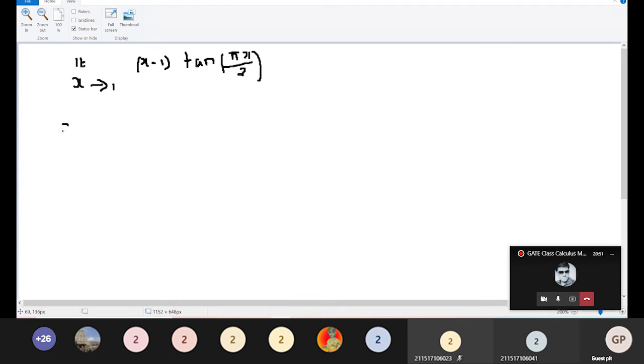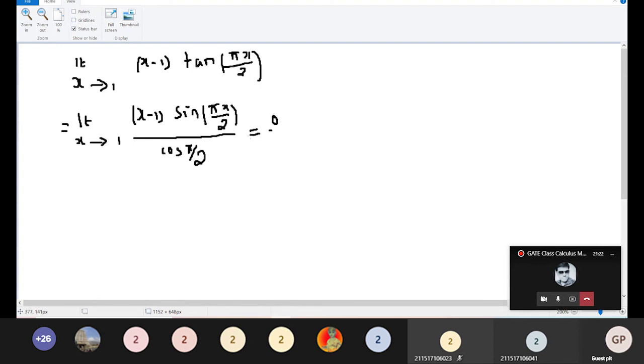Now we can write this as the limit as x tends to 1 of (x minus 1), and tan can be written as sine of pi x by 2 divided by cos of pi x by 2. Now applying the limits, the numerator will be 1 minus 1 into something, that is 0. The denominator will be cos pi by 2, that is 0.